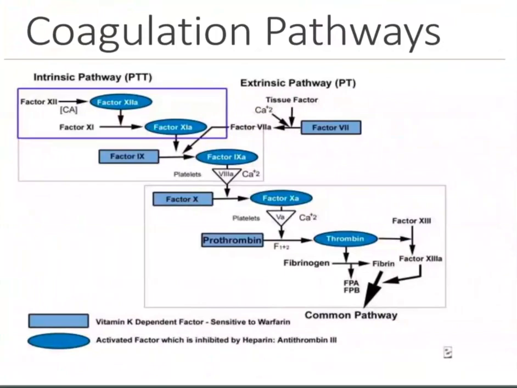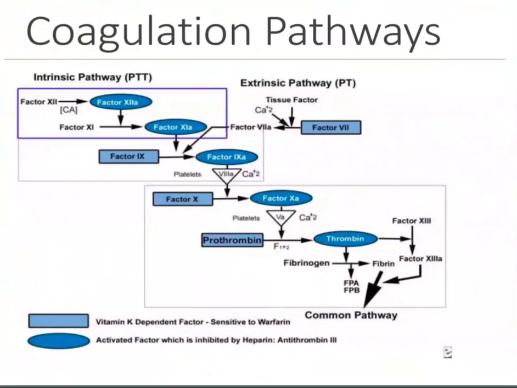Okay, so now we need to understand that the drugs we're going to use, the anticoagulants such as warfarin and heparin. Okay, warfarin acts on vitamin K dependent factors such as what? Factor 9, factor 7, factor 2, and factor 10 itself. So warfarin is going to act on those factors to prevent the formation of a clot. Okay, heparin is going to act on antithrombin 3 to prevent the formation of a clot.